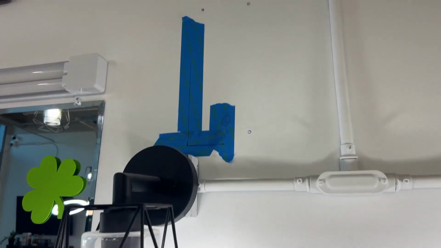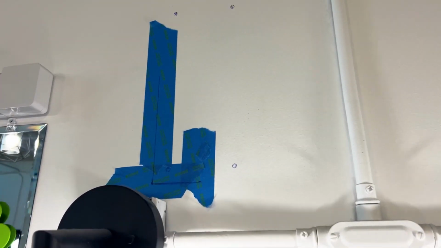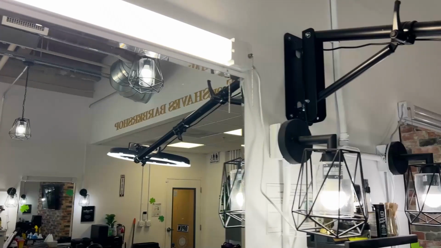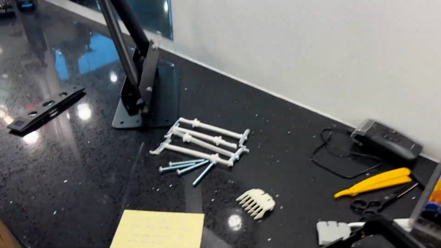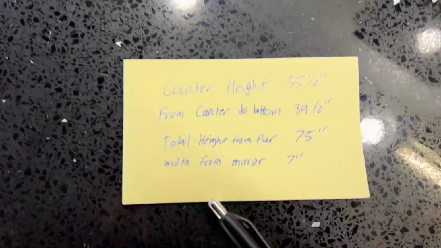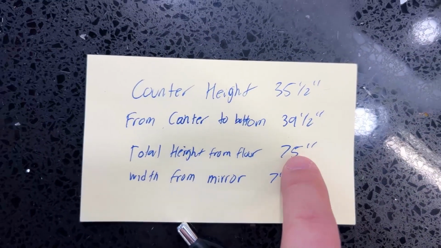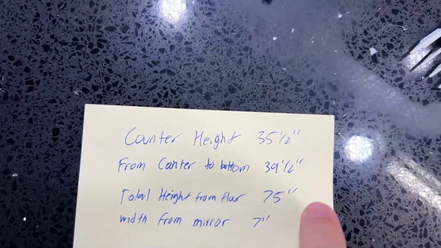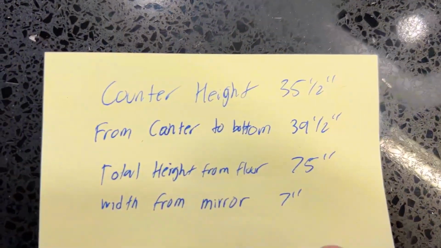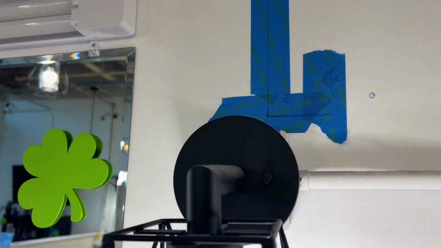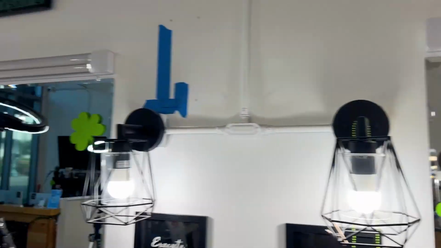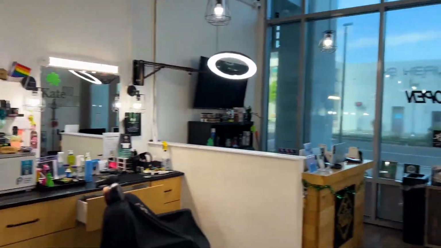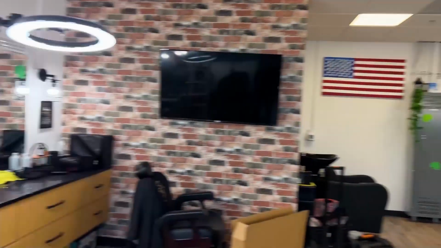All right, so I just wanted to show you what I have going on so far. I have the holes marked out, and I took the measurements from one of the other ring lights that we have, and these are the measurements that I have. The counter from the bottom, sorry, is 35 and a half inches from the floor to here. And then from the counter to the bottom of where the ring light's gonna be is 39 and a half inches. So it gives us a total of 75 inches from the floor to the bottom of the ring light mount. And then I measured about 7 inches from the mirror, since that's where the other ones are. As you can see, they're all almost the exact same distance from the mirror. So since we want them to all look the same, we're gonna make sure that.